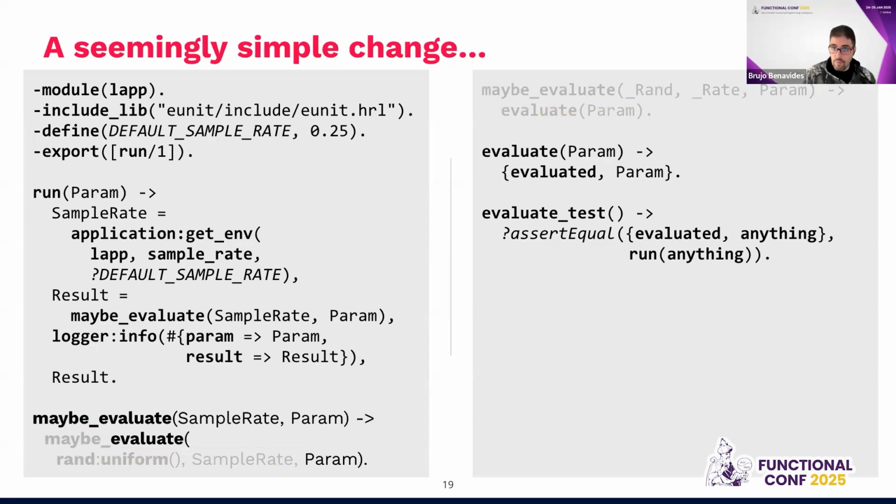But if we try to compile this code, the compiler will correctly tell us that the first argument of maybe evaluate with 2 arguments is unused. We could mark it as ignored, but we can also just remove it. We will be in the same situation once again. We can remove maybe evaluate altogether.